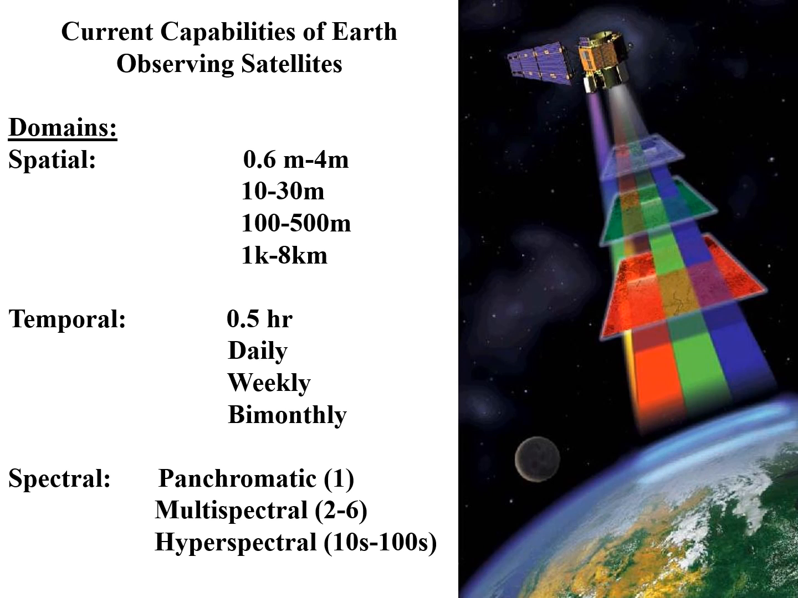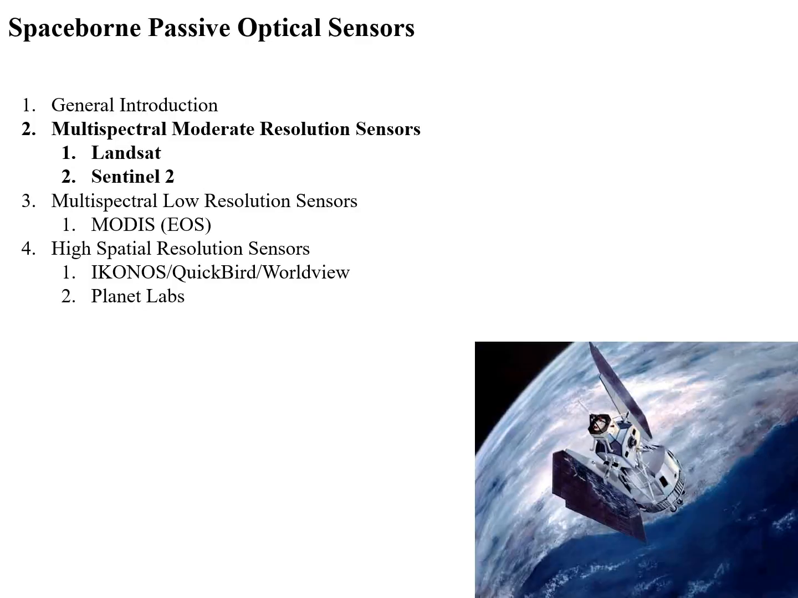Finally, we have 3 spectral domains. One of them is panchromatic. Well, that's just one band. Another is multispectral, so say 2 to 6 or maybe 2 to 8 bands now. And finally, you have hyperspectral domains, so that's between 10 and 100 bands. So that's the general introduction to what kind of sensors are out there. We're now going to start talking about the multispectral moderate resolution sensors.